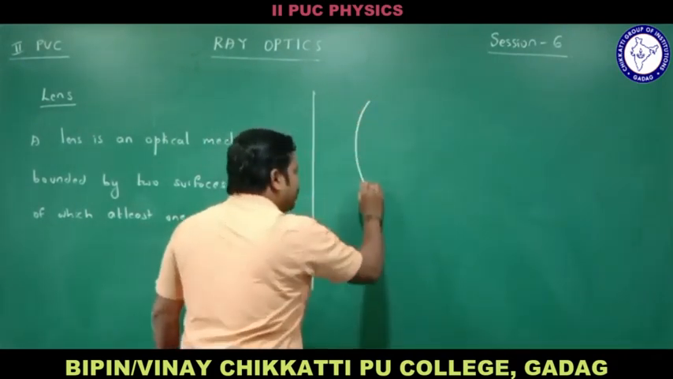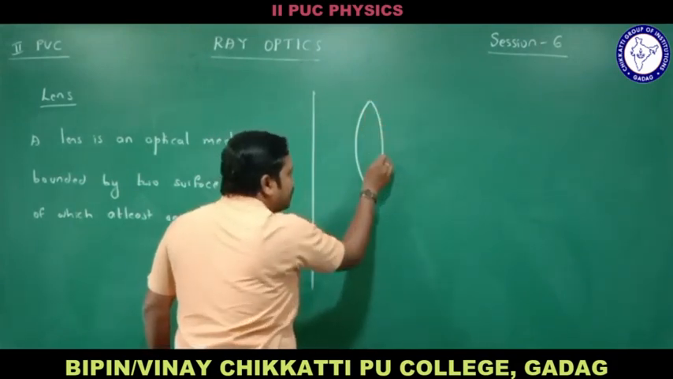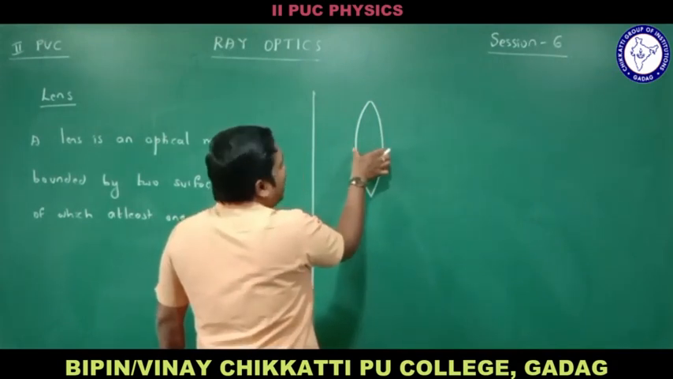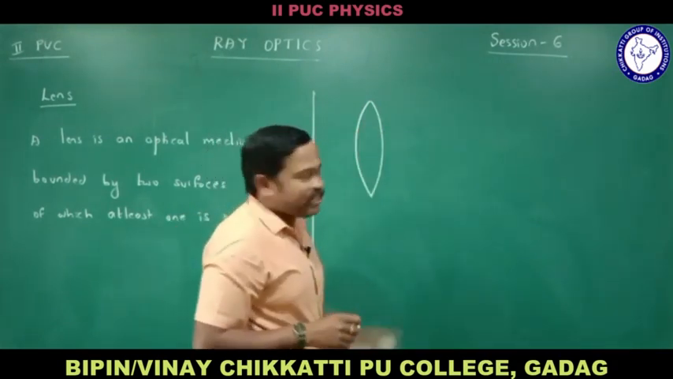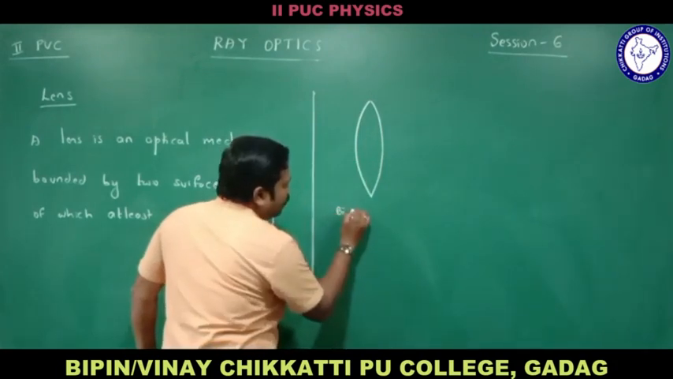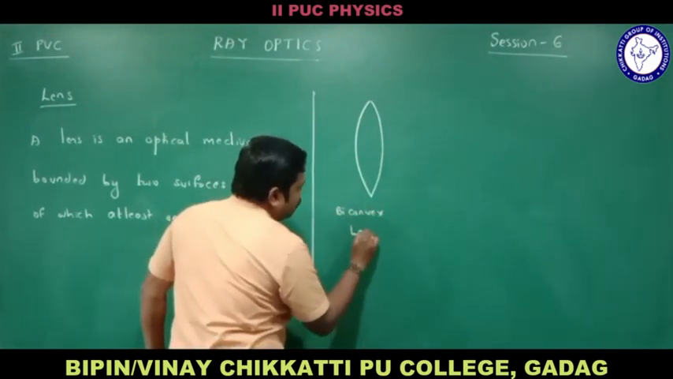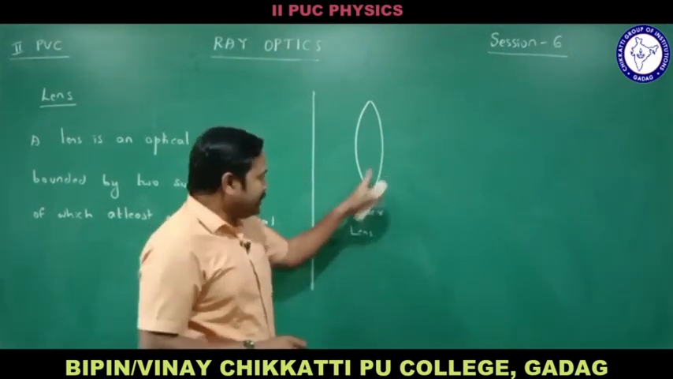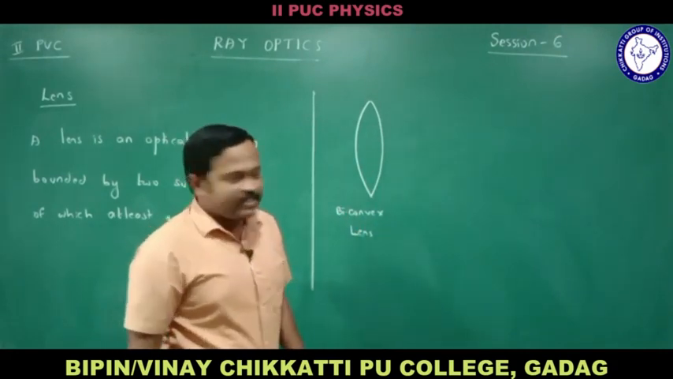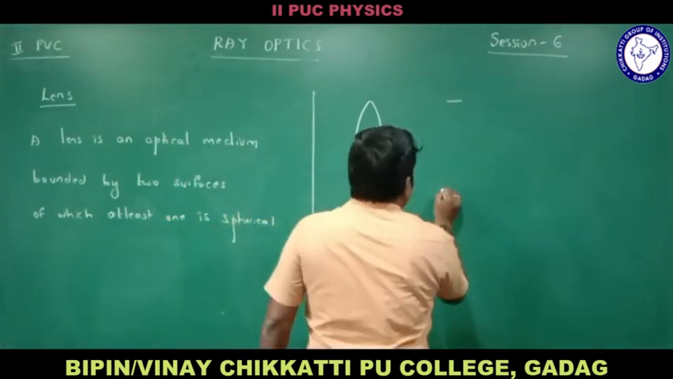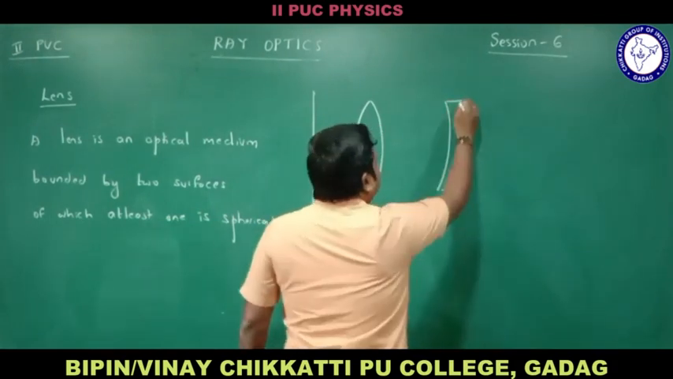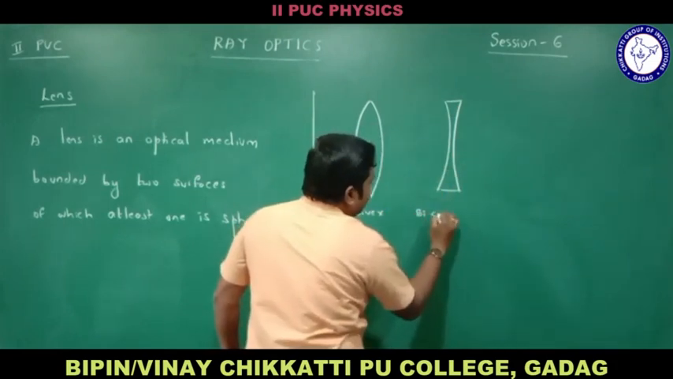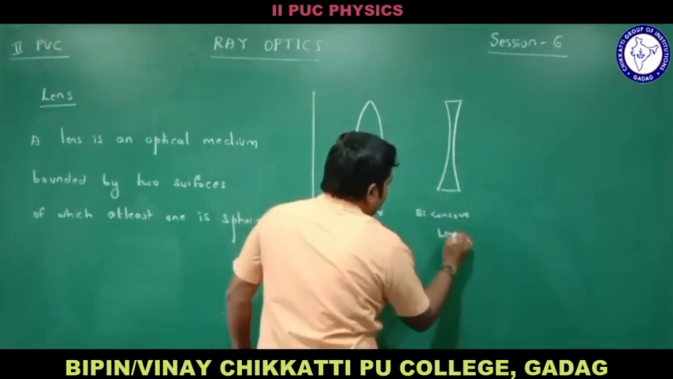Lens may be like this. I will be taking two surfaces and those are spherical in nature, right? This is a lens which is thick at the middle compared to the edges. So this kind of lens is called a biconvex lens, because both the surfaces are convex in nature. Lens may be like this also, right? So both are spherical and they are concave in nature. That is why we call it a biconcave lens.